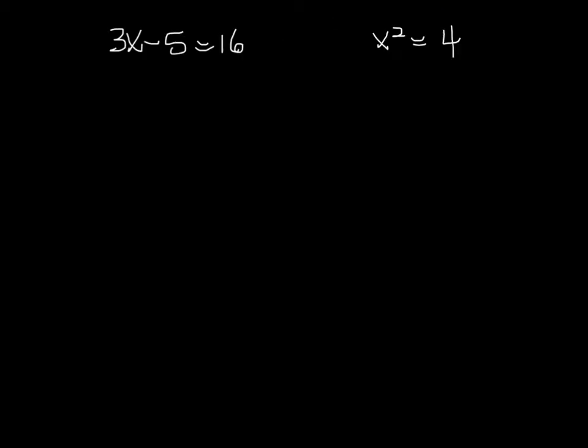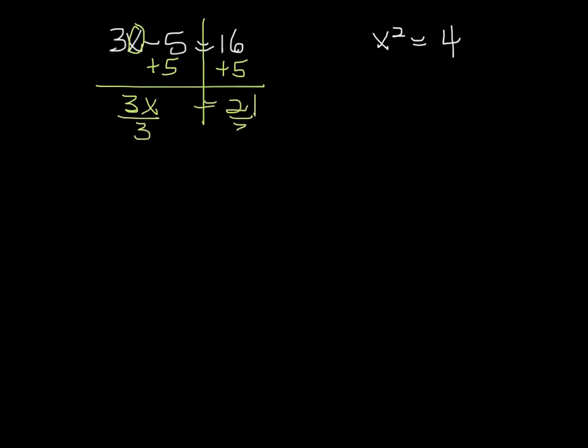Okay, we're going to solve some basic equations. You should be saying, wow, this is way too easy for Algebra 2. I'm going to add 5 to both sides. That's going to give me 3x equals 21. Divide by 3. X is going to be 7.